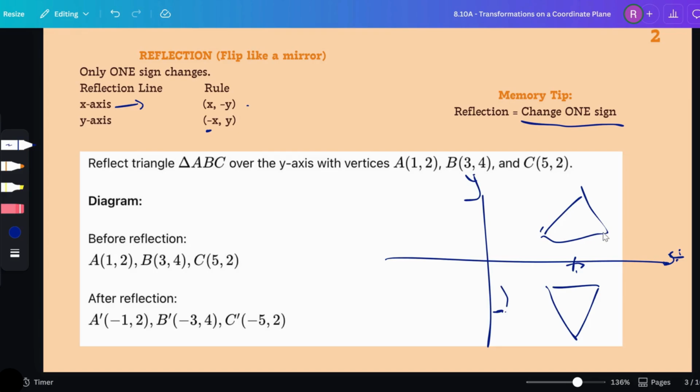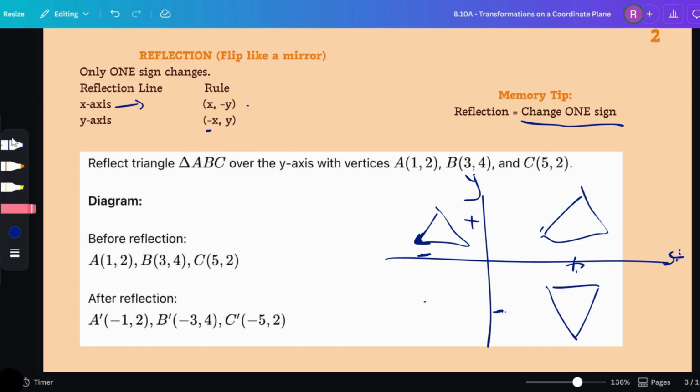If you want to reflect it along the y-axis, that means the triangle will be somewhere here. When it changes to somewhere here, you reflected it along the y-axis. The y will remain positive, but the x will become negative. So that is just how to explain it. One sign will change. If you are reflecting along the x-axis, it's y that will change sign. It will become negative. If you are reflecting along the y-axis, it's x that will become negative.